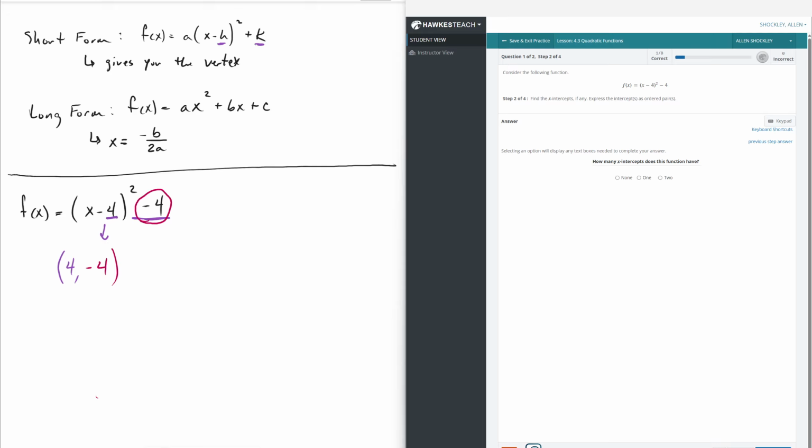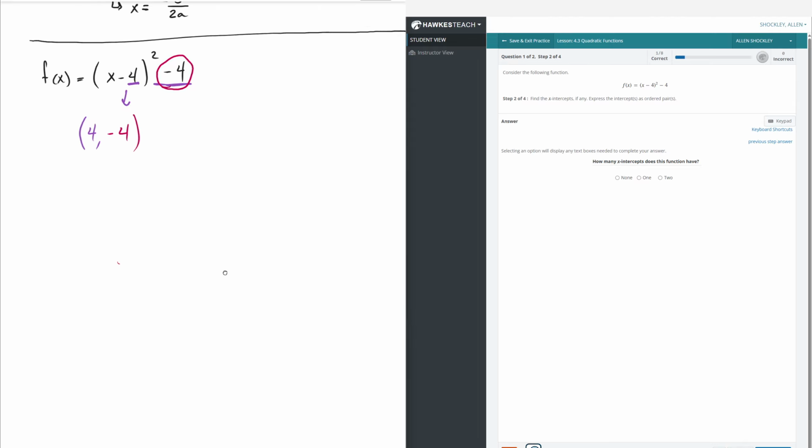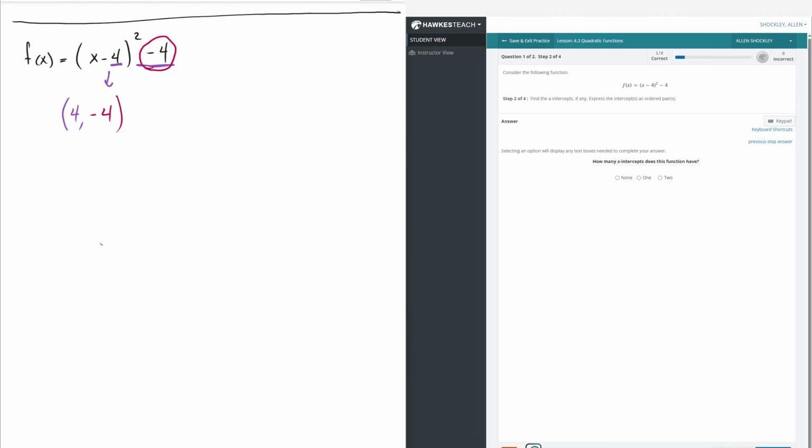Here we go. So we're going to go 0 equals (x minus 4) squared minus 4. And then we're just going to solve for x. So the very first thing, we're going to add 4 to both sides. 4 equals (x minus 4) squared.